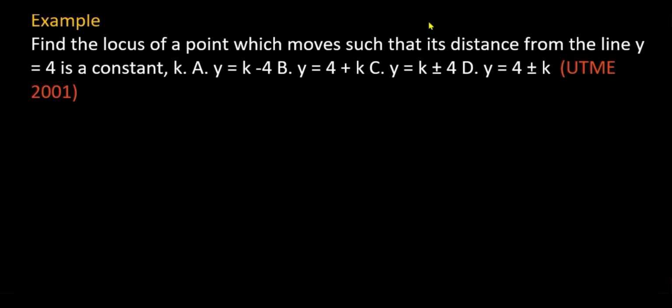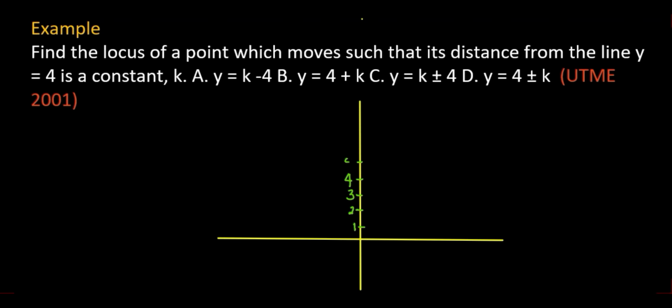Find the locus of a point which moves such that its distance from the line y equals 4 is a constant. To be able to do this, we should have a Cartesian plane. Let's have the line y equals 4. You can see the locus will be a pair of lines, upwards and downwards, and the two lines must be parallel as well.